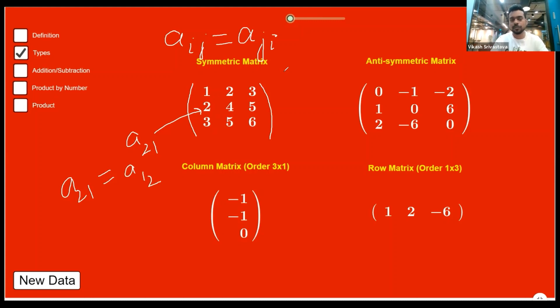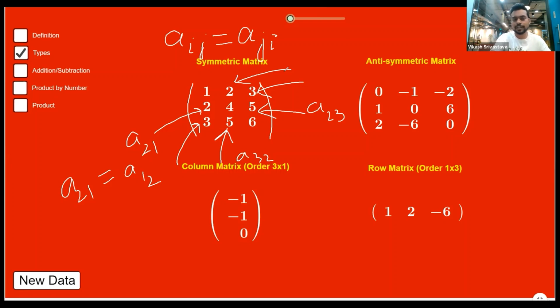So which is A12? We go to the first row and the second column, right? So this is that element. In this case we have these two elements which are 2 and they are equal, right? And as you can verify, this is A13 and this element is A31, so both these elements are equal. Also, if you look at this particular element, this is A23, and this element is A32. Both these elements are equal. So this is a symmetric matrix.